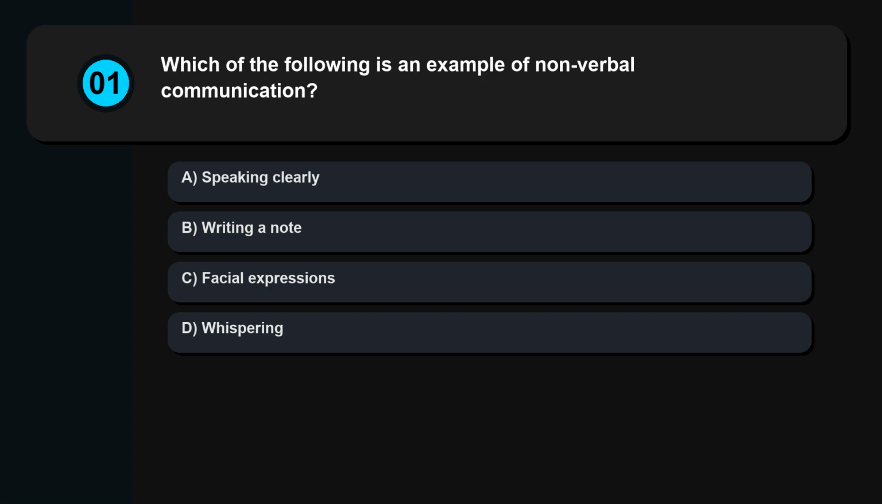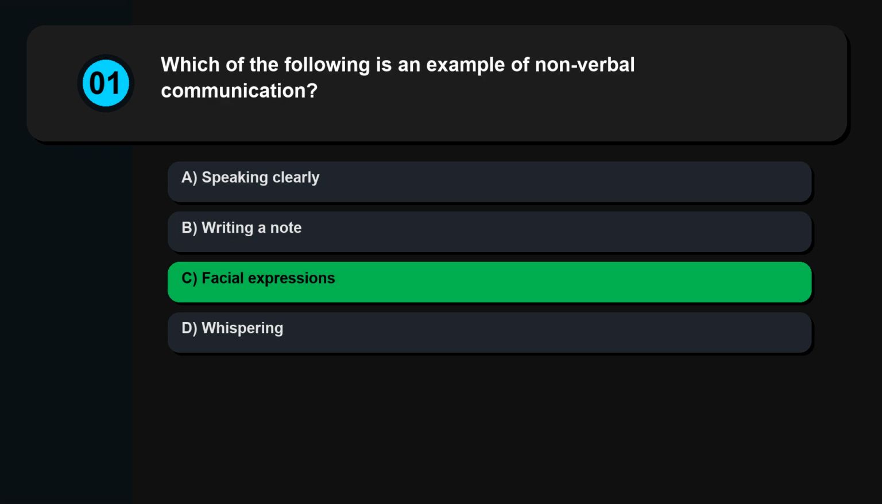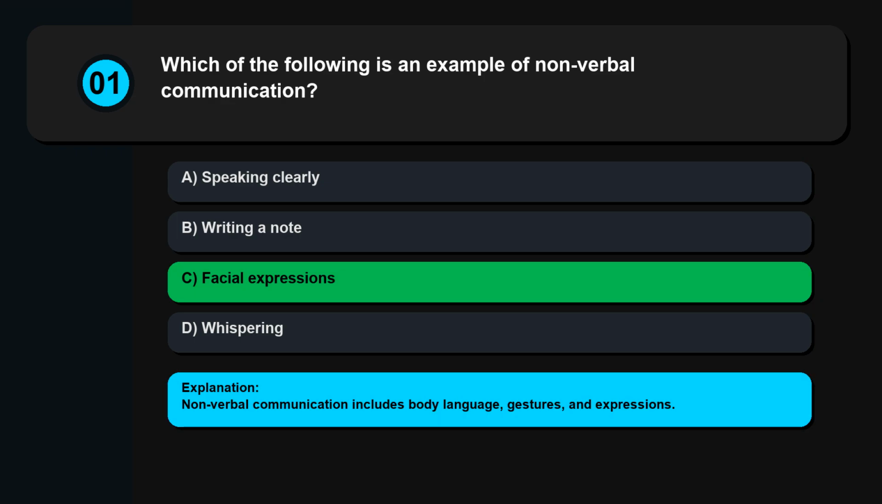CNA Practice Test 2026. Question 1. Which of the following is an example of nonverbal communication? Speaking clearly, writing a note, facial expressions, whispering. Nonverbal communication includes body language, gestures, and expressions.